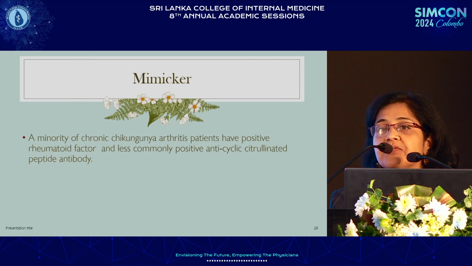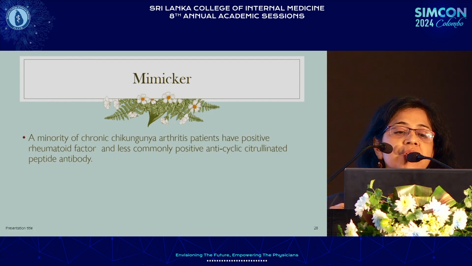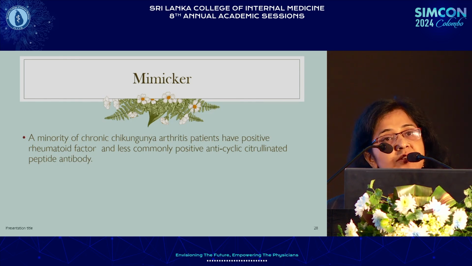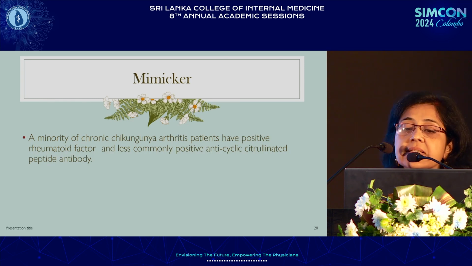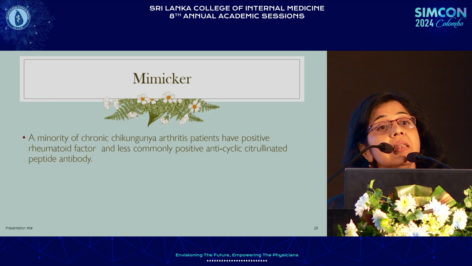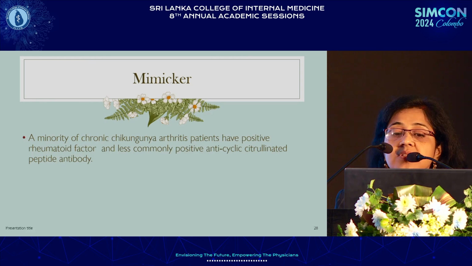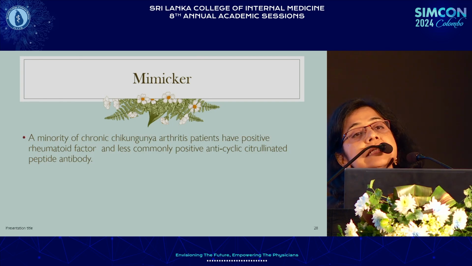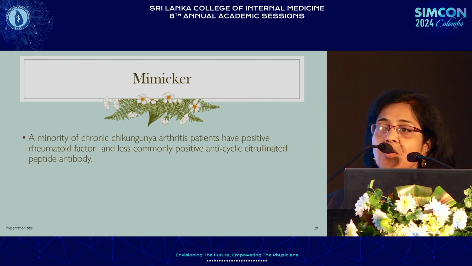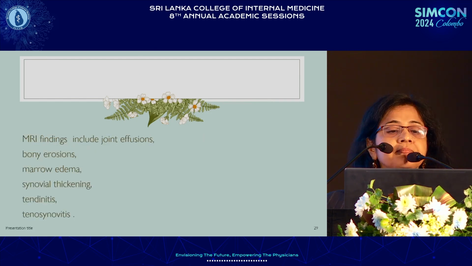And the problem is for you to exclude the other causes of chronic arthritis. And to add to your problems, chronic chikungunya arthritis can have a positive rheumatoid factor, and sometimes, rarely, they can also have a positive anti-CCP antibody as well. So there have been instances that chikungunya arthritis patients have been mistakenly treated as cases of rheumatoid arthritis.